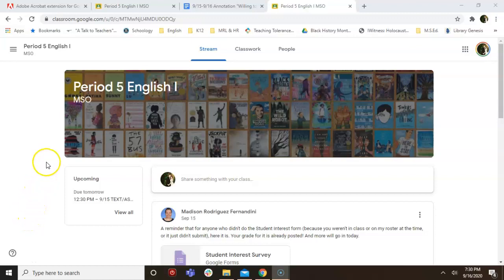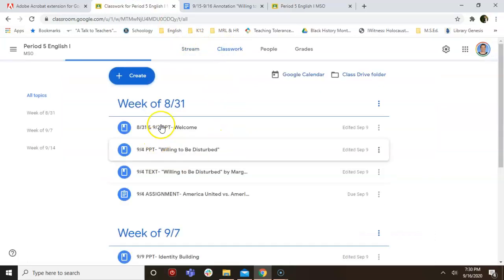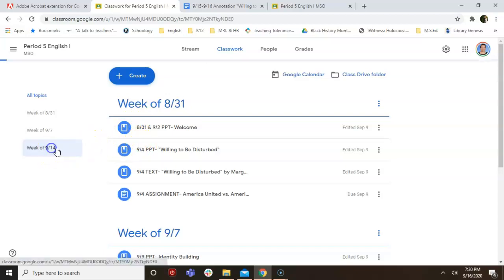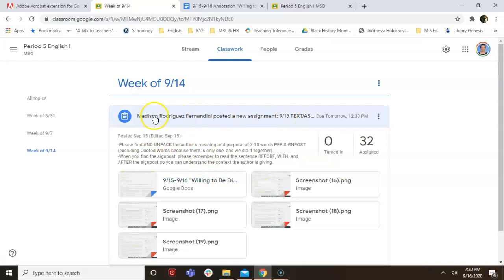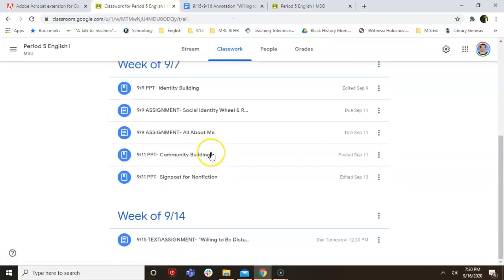Hi everyone, I wanted to help you make annotations in the Google Doc that I uploaded for you. A few things real quick. I'm just going to be using a random period, period 5. You go over to the week that we are in, and this is what I posted for you. If you want to do it the long way, you scroll all the way down and go to the assignment, the Text Me assignment.